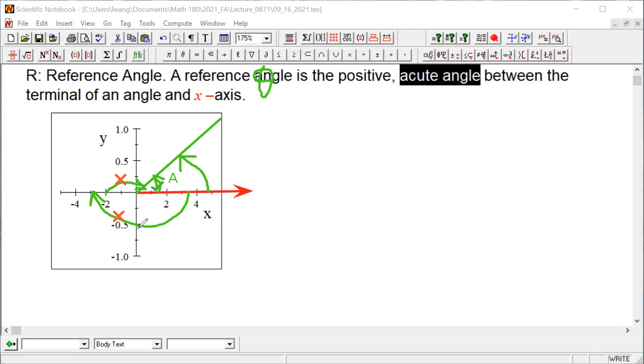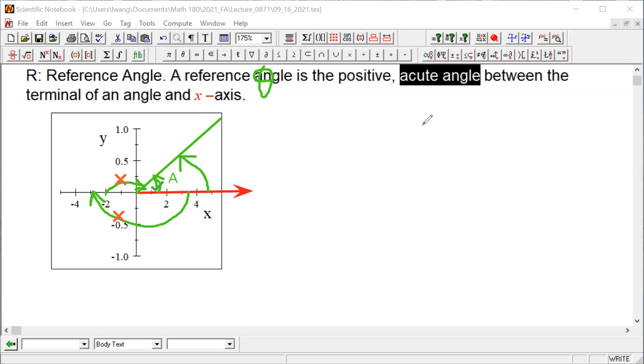Now, did you guys write it down? Reference angle theta and A happen to be the same when the terminal is in the first quadrant, like I just measured here. I didn't go around. Could I go around? Yes, I can go around. They're not always the same.